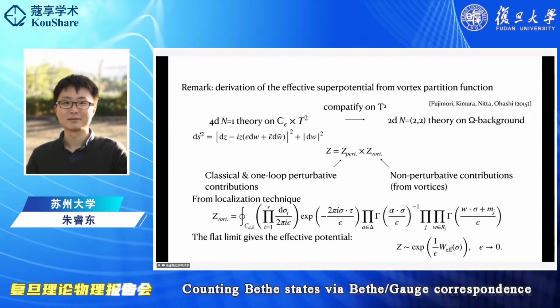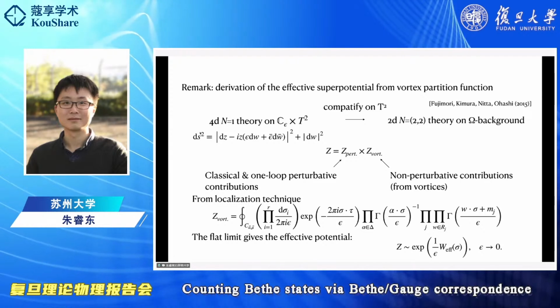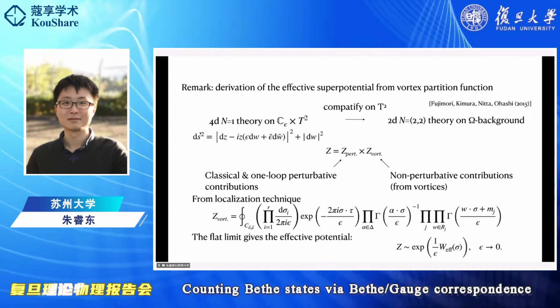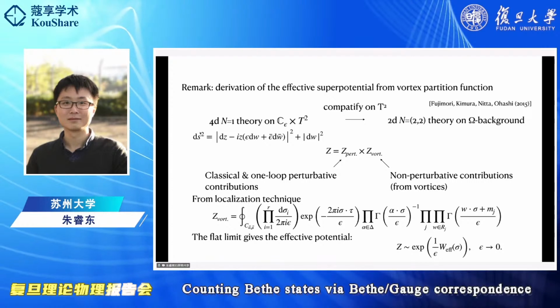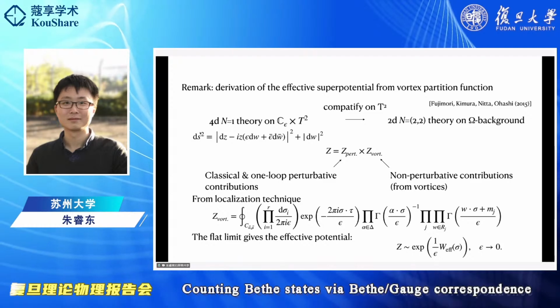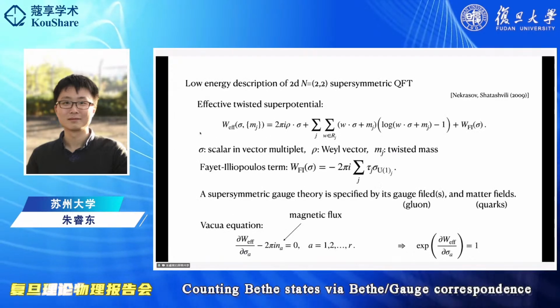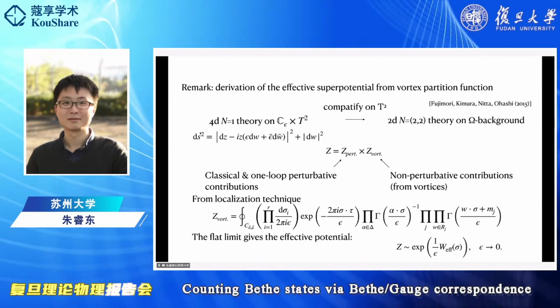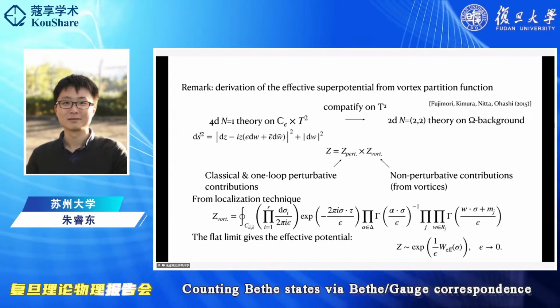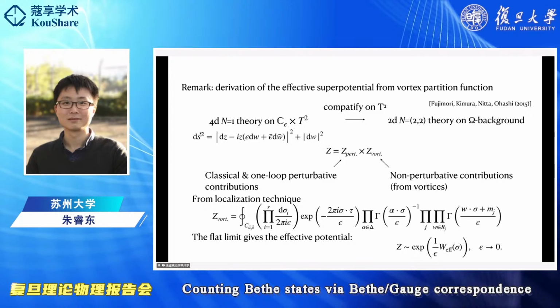So from the localization technique I told you, we can obtain the formula for the partition function like this. To extract this effective twisted potential, we can, for example, take epsilon to be 0. That is the flat space limit of the theory, and we try to read out the leading order effective potential. That is the W I gave you.